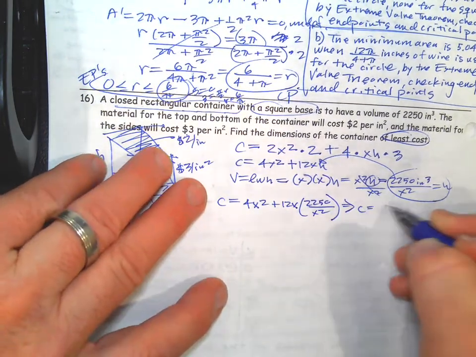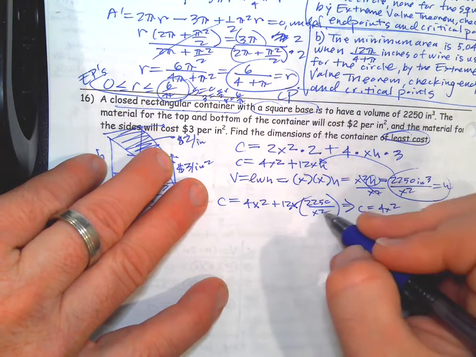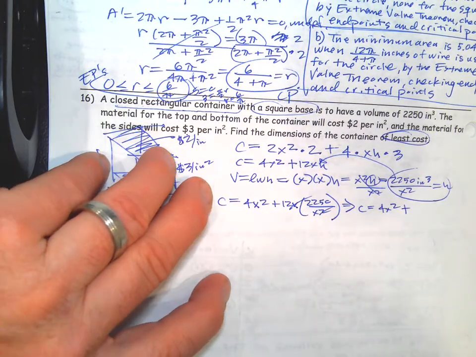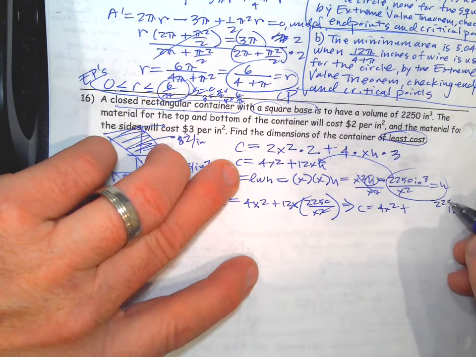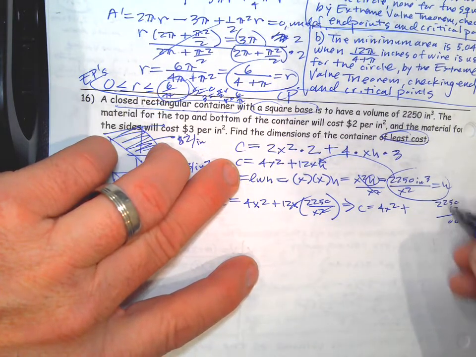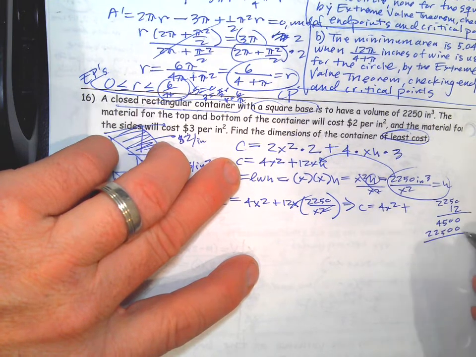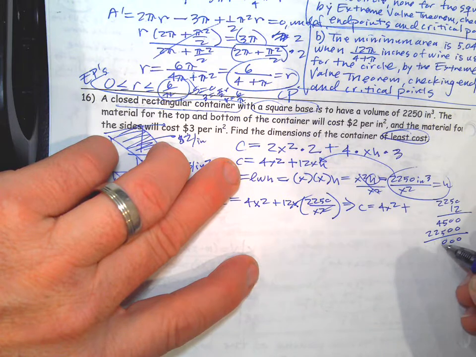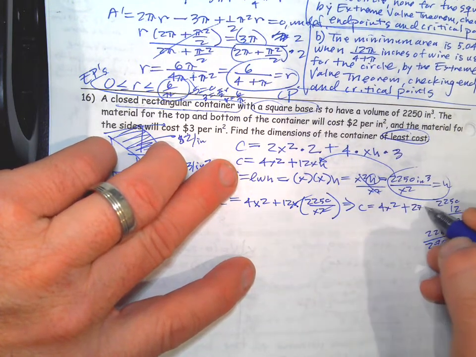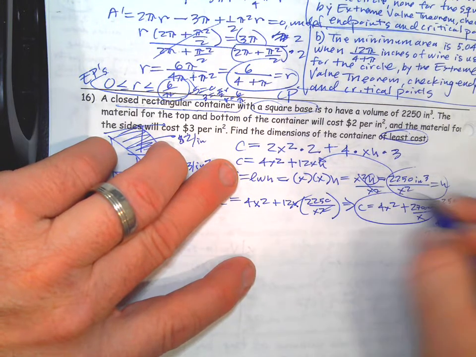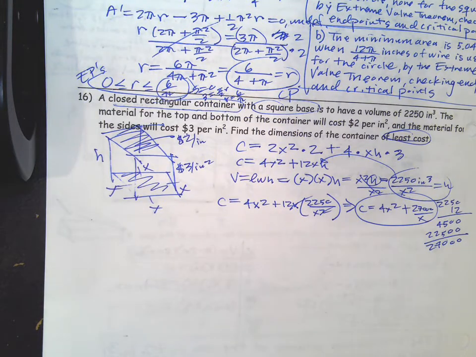So the cost function is 4x squared plus 12 times, that seems like a big number, 12 times 2250. That's 27,000 over x is my cost function in one variable. Okay, that's fine. So let's take the derivative.